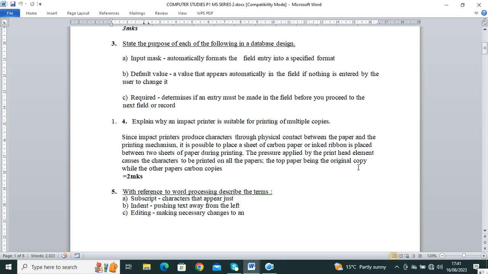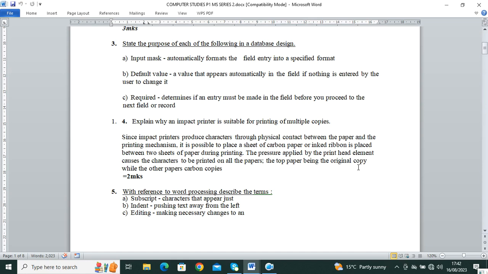With reference to word processing, that is form 2, topic number 1, describe the terms subscript, indent, editing. So when you talk about subscript, it is lowering a character below the baseline. Like when you write log 100 base 10, the 10 down there is the subscript. And when you write H2O, that is water in chemistry, the 2 below there is the subscript. When we talk about x cubed, x squared, the 3 up there above x or the 2 up there above x is superscript.